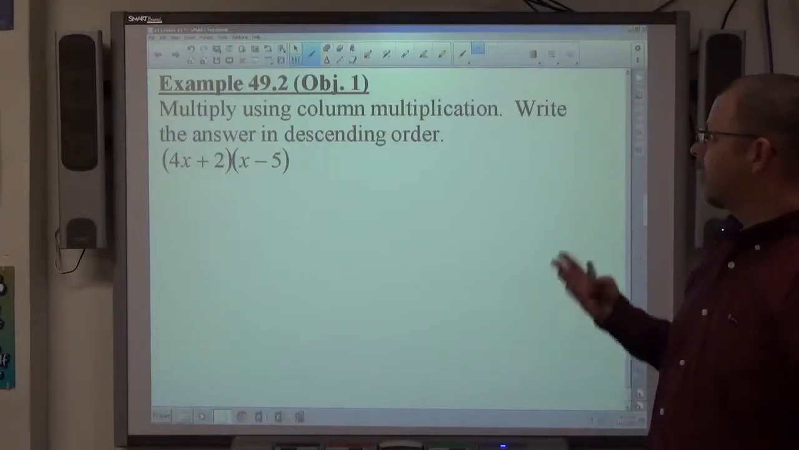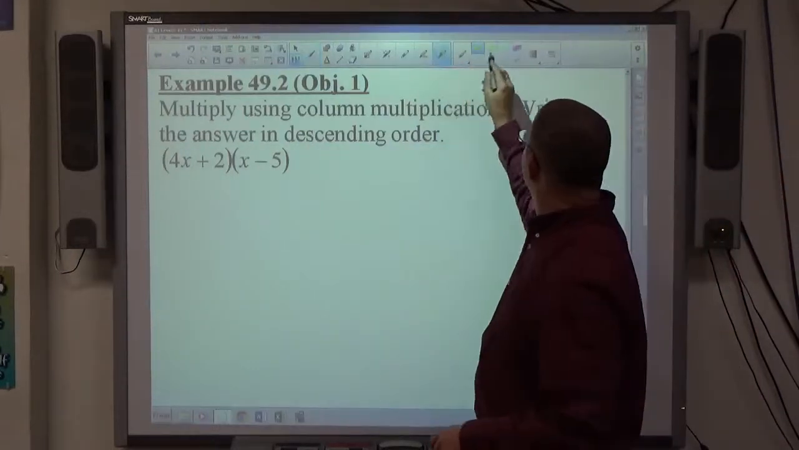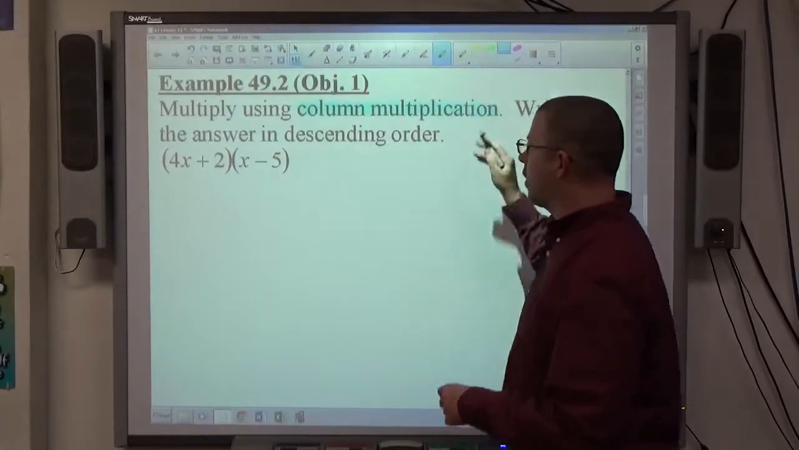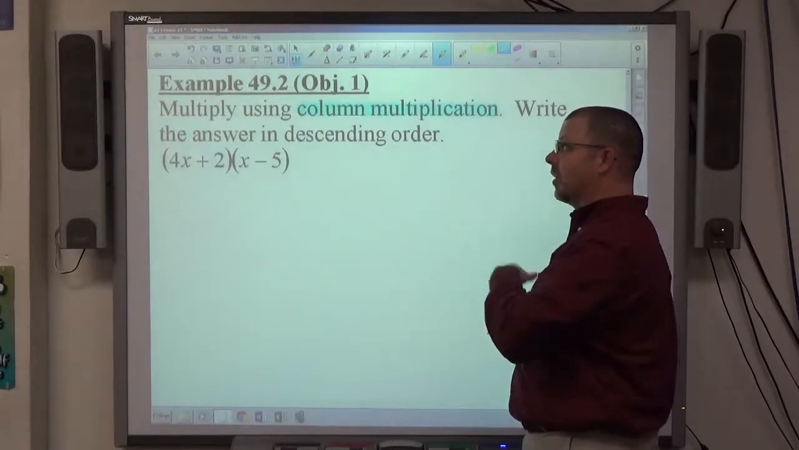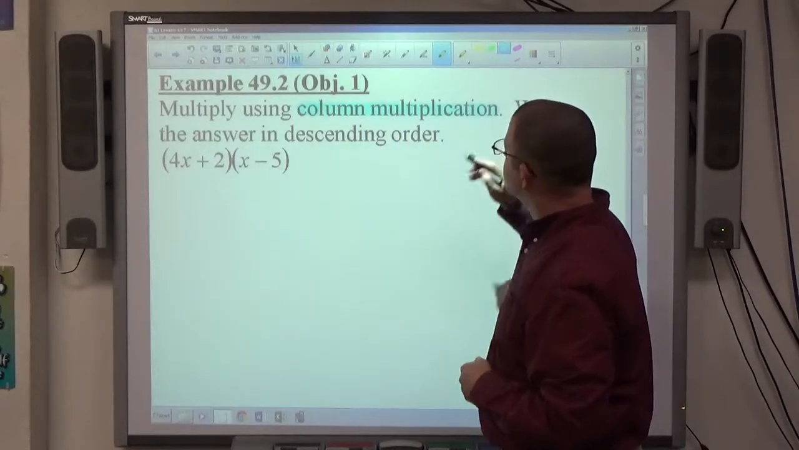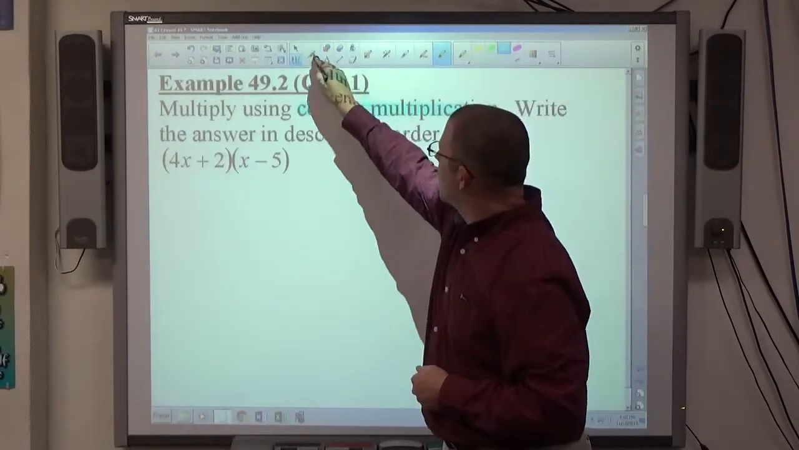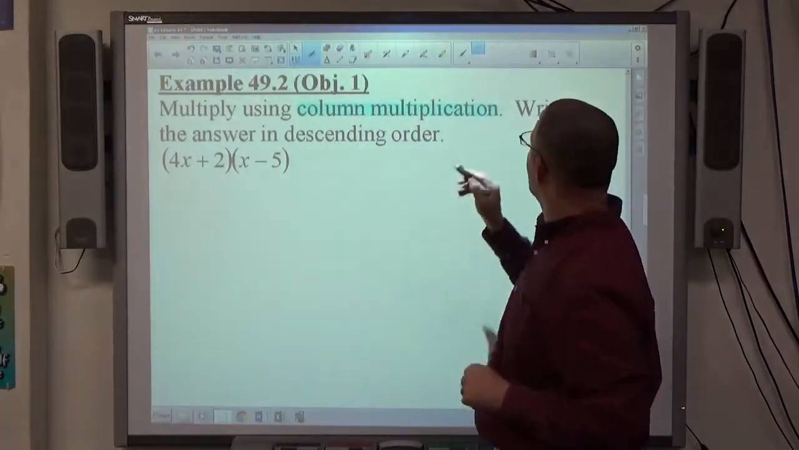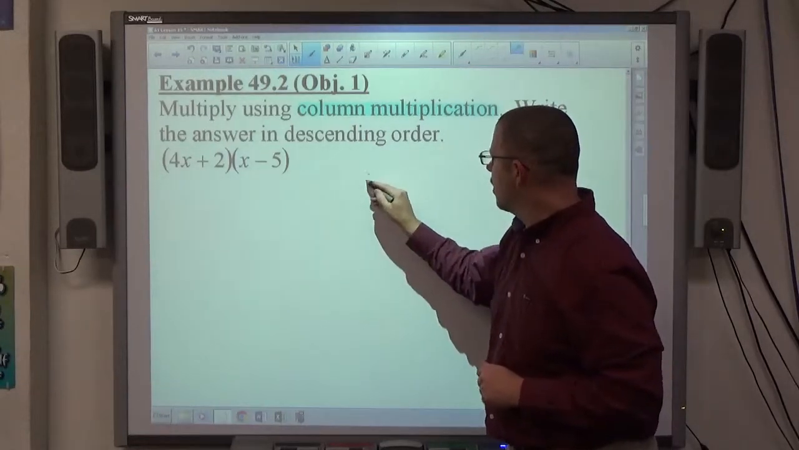Okay, example 2, I'm going to use column multiplication this time. This is another technique that still requires us to multiply everything on the first times everything on the second. And what I'm going to do for column multiplication is I'm going to rewrite it. So if that's in my book, if I want to use this technique, it's going to look like this.